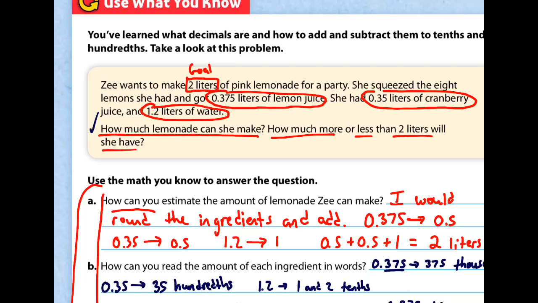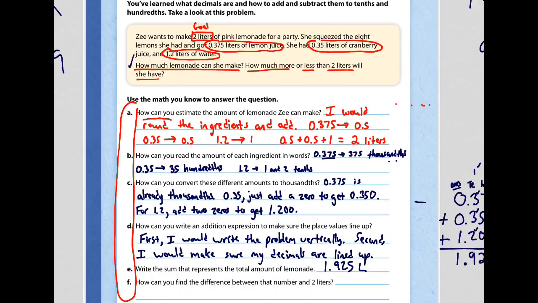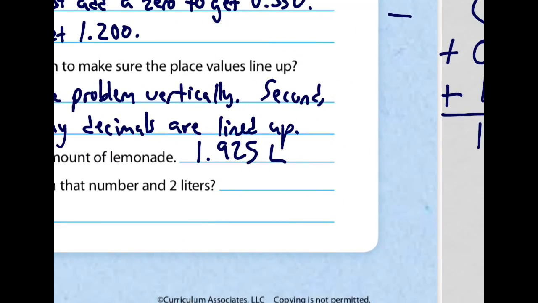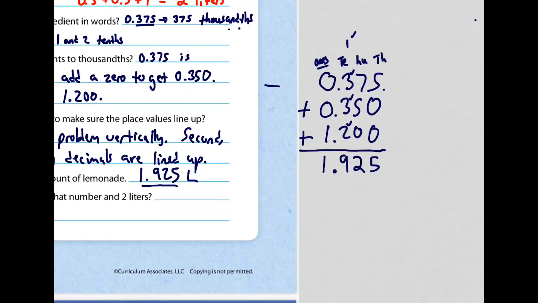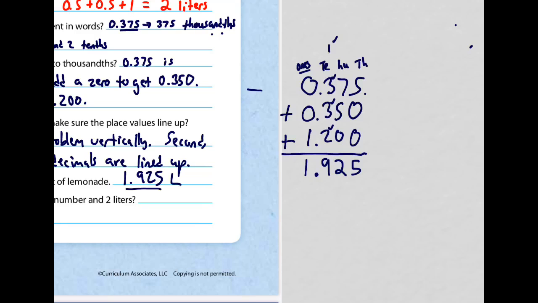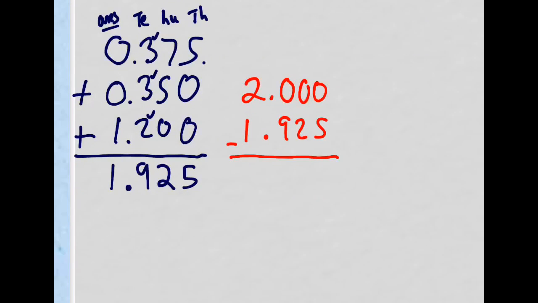Well, she has a little less than 2 liters, so we're going to subtract to figure out how much less. So if you did not subtract this with 2 liters, you're going to want to pause the video and do that now. And when you're done with the video, you can restart it. If you did do it, then you can watch as I do it now. Now, if you're a little bit stuck, you should make sure you write 2 liters as 2.000 minus 1.925 to keep your decimals lined up. Okay, now I'm going to do the subtraction problem so you can check and see if you're correct.